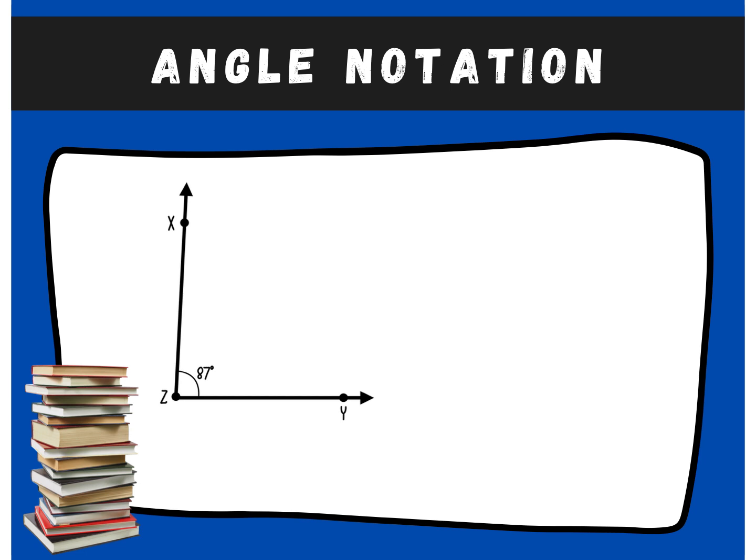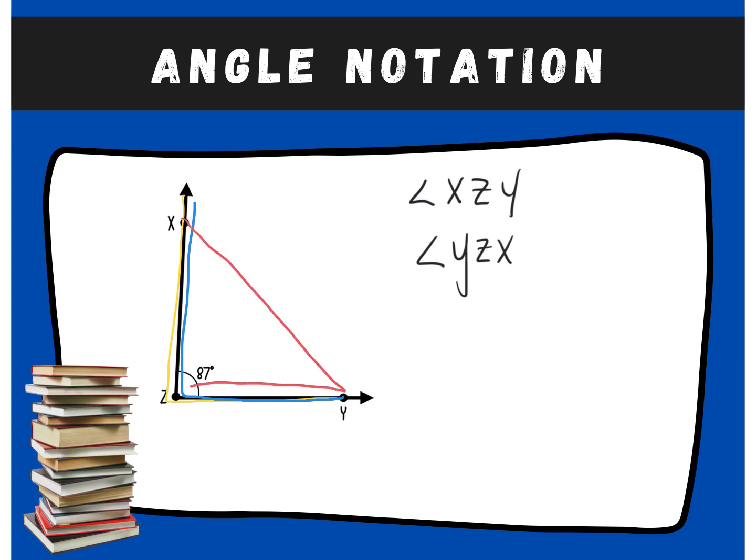So here I have an angle, and I can name this angle XZY, or I can name this angle YZX. You'll notice that I went in two directions, so I could name it XZY, or angle YZX, but I cannot name it XYZ. And the reason for that is that's telling me that there's an angle over here I'm talking about. That's not exactly the angle that I'm discussing.